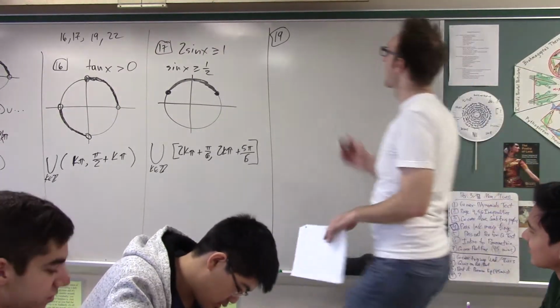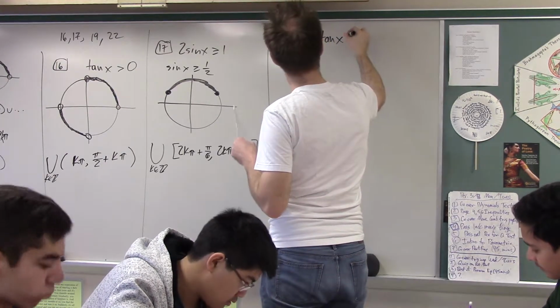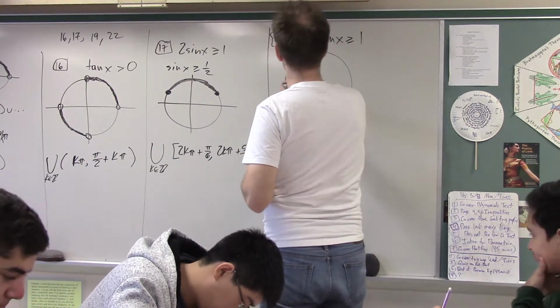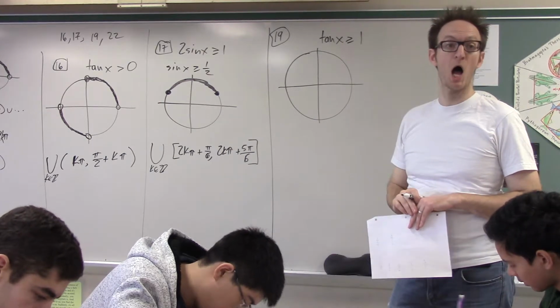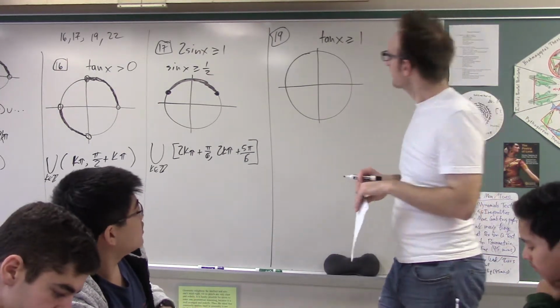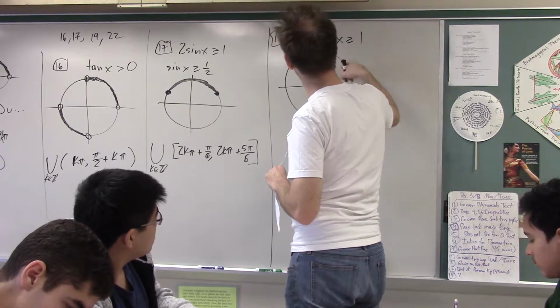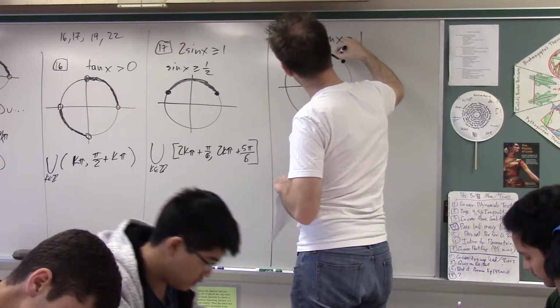Oh shoot, I did 18 and 15. Oh, I did 18, that's right. When is tan x bigger than 1? It's when sine is greater than cosine. Yeah, when x is greater than or equal to pi over 4, but less than pi over 2.